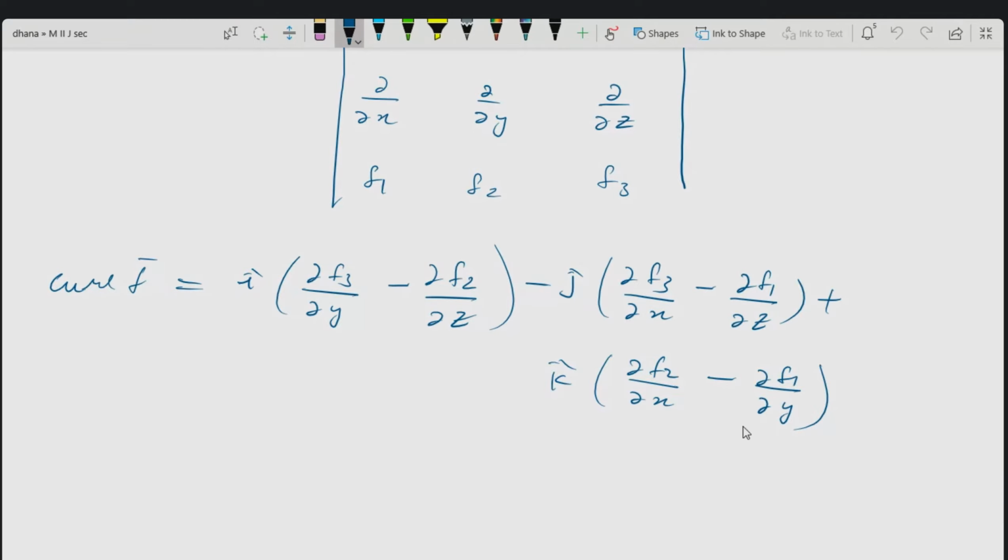Now suppose f bar is a constant vector. Then tell me what should be curl of f bar.